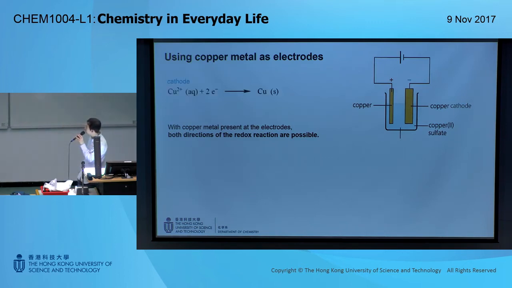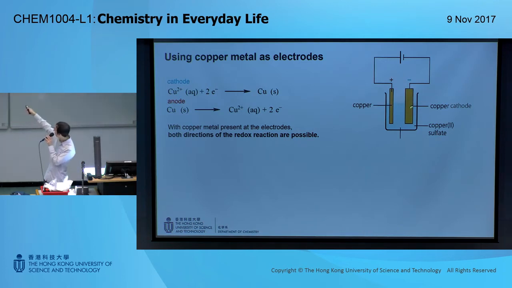At the cathode, we have the usual equation of Cu2+ going to copper metal, because the copper 2+ ion will be attracted to this side and can form copper metal. So this piece of copper metal will grow bigger and bigger as the copper metal deposits onto the surface. It will be bigger and bigger as you pass more electricity through the electrolysis.